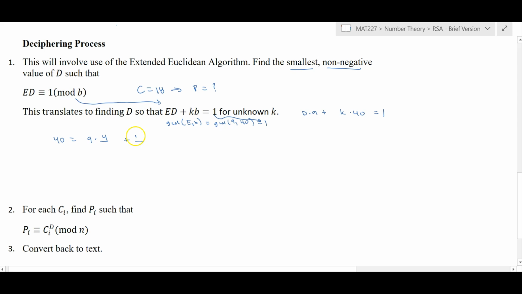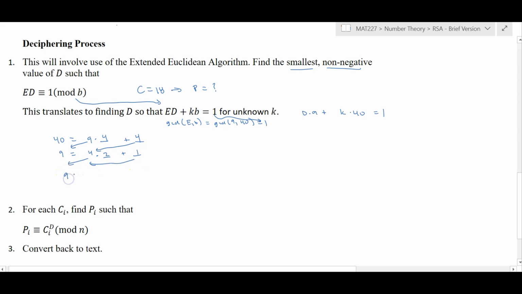That's 36. That leaves 4 units left over. Now we carry 9 and 4 down. That's this 9 and this 4. 4 goes into 9 twice, leaves a remainder of 1. And now we carry down this 4 and this 1.